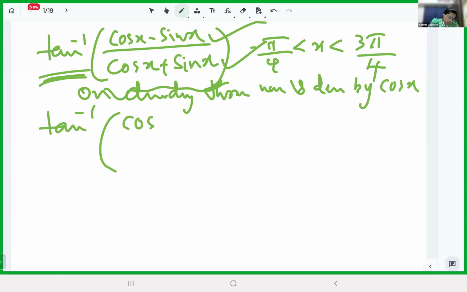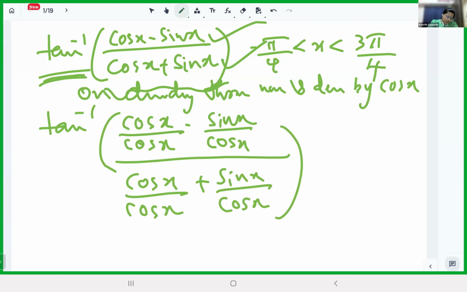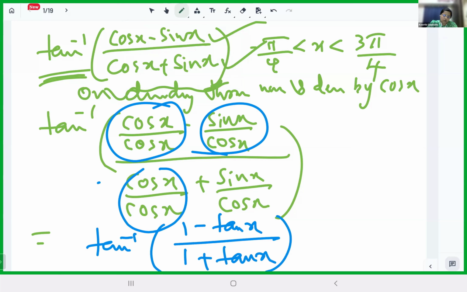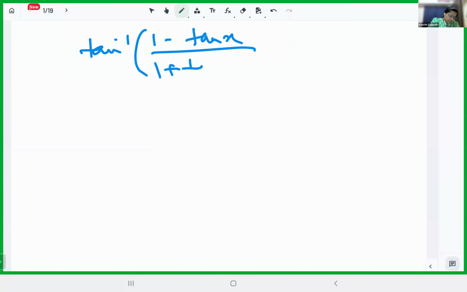So tan inverse of cos x by cos x minus sin x by cos x, and the denominator also cos x by cos x plus sin x by cos x. Here you can see that this value is 1, cos x by cos x is 1. Similarly, this is also 1. And sin x by cos x is tan x, right? So tan inverse of 1 minus tan x by 1 plus tan x. Is that clear to you until now? We obtain tan inverse of 1 minus tan x by 1 plus tan x.